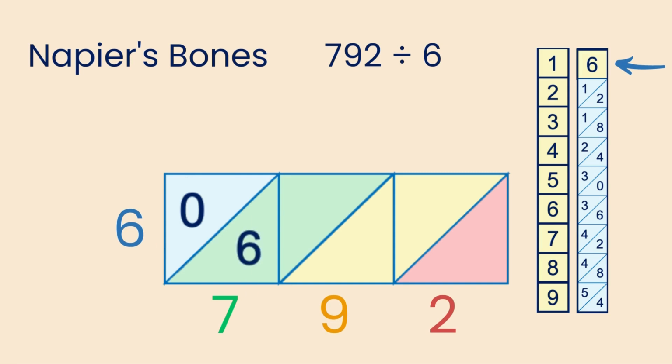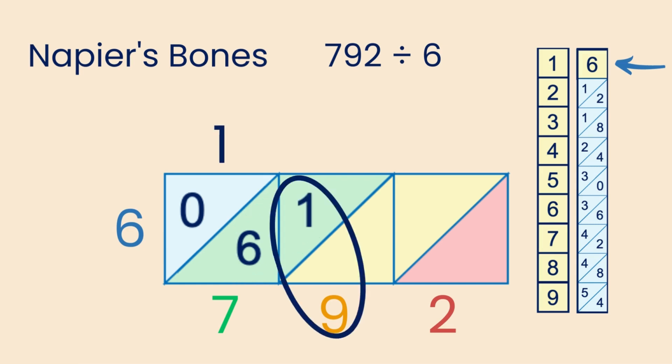The column next to the sixth bone shows what we are multiplying by, and we want to write this at the top of our table. So as 6 is 1 times 6, we write 1 at the top. Next, we want to make sure the diagonals add up to the number below them. So as 6 add 1 is 7, we write 1 in the next triangle.